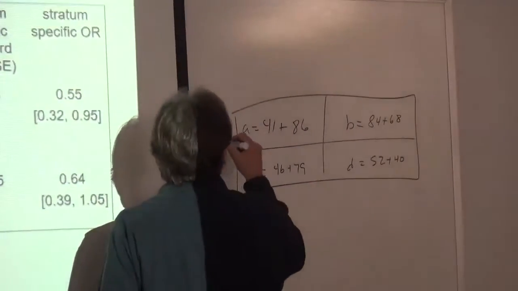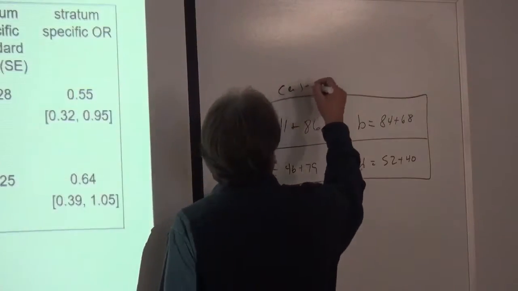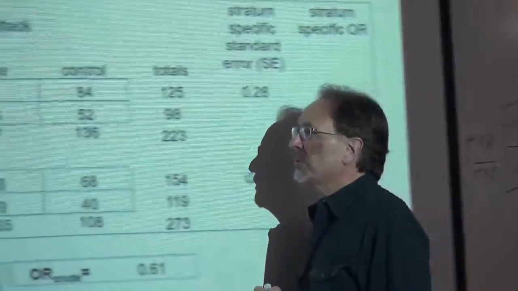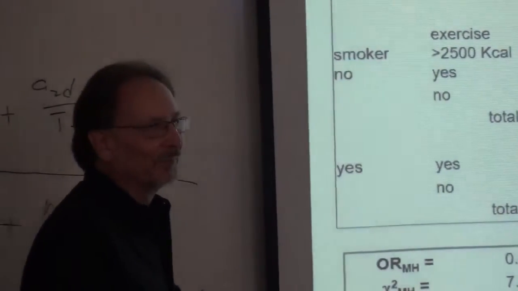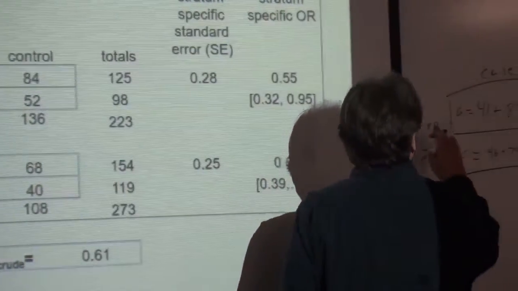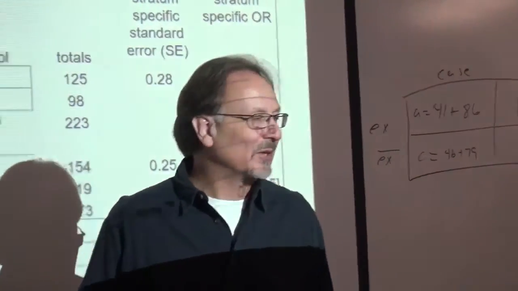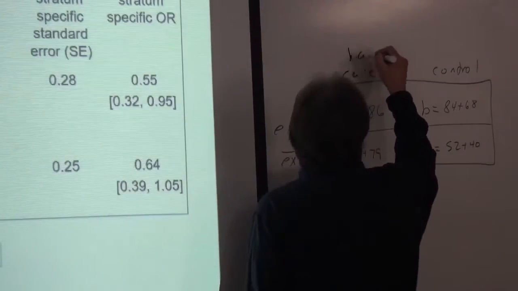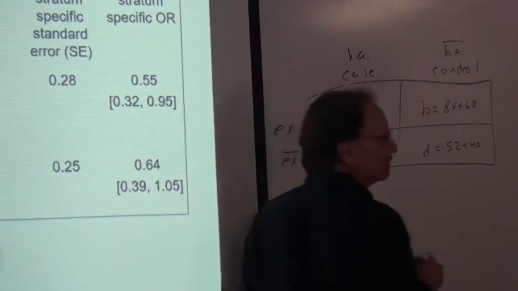So this is exposed, this is not exposed, and this is case control. But now what we've done is we've removed the stratification. We don't know who smokes and who doesn't. We're just looking at the effects of exercise. So this is exercise, don't exercise. How about that? I think that'll be clear. And this will be a case of a heart attack, and this will be no heart attack. Okay?